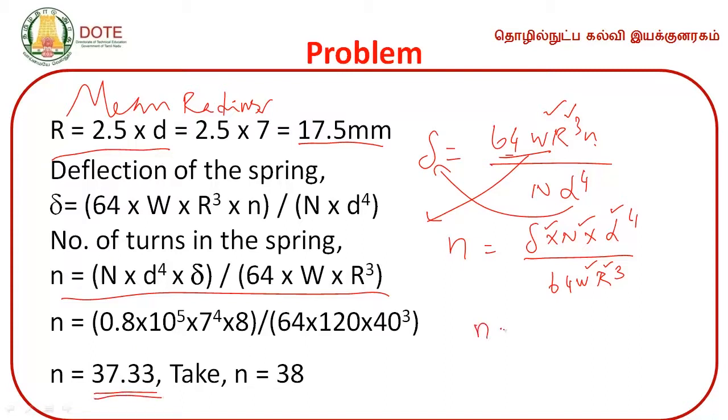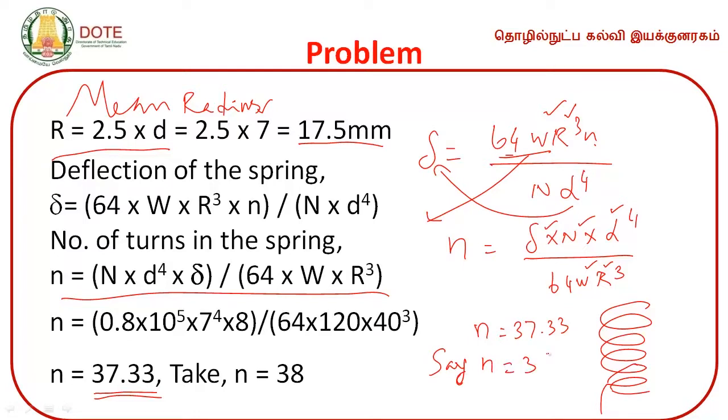n is equal to 37.33. As we saw in the previous problem, what is n? n is the number of coils. What can the number of coils not be? The number of coils cannot be a decimal value. It should be a whole number. So we can take this as, say, n is equal to 38. We take the next higher value, n is equal to 38.